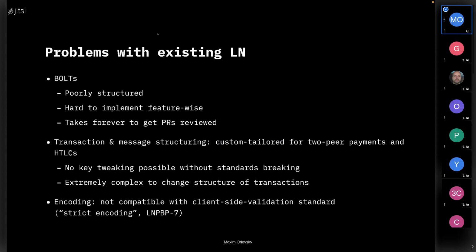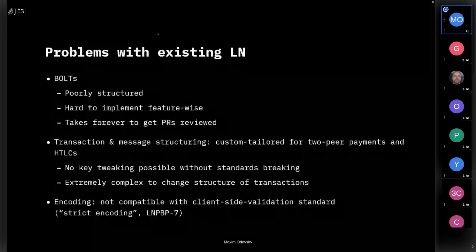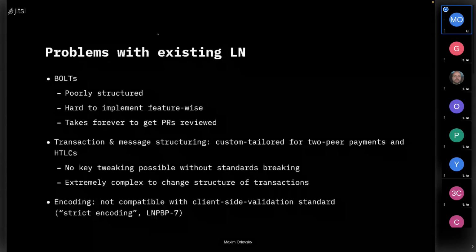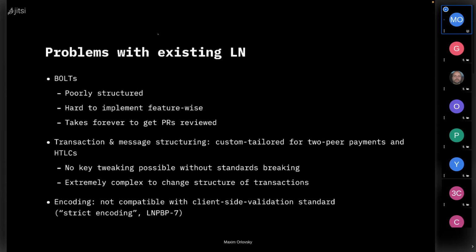Even if you are able to get into the standards, you will end up with a complexity of implementation, because when a certain Lightning node has to implement a single feature, it has to dig through multiple standards in multiple places and try to guess how they are related to each other. And as I said, it takes nearly forever to get pull requests to existing Lightning standards reviewed.